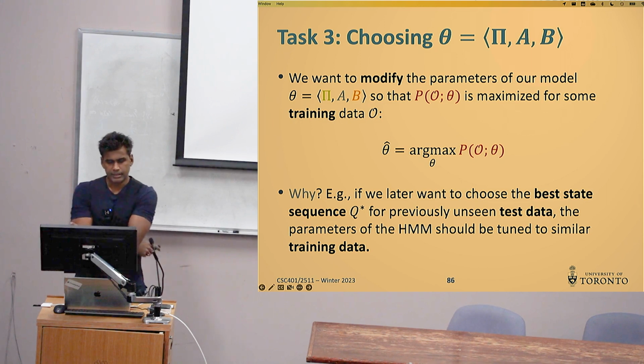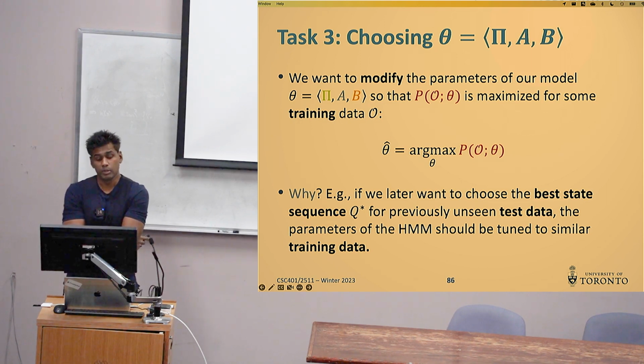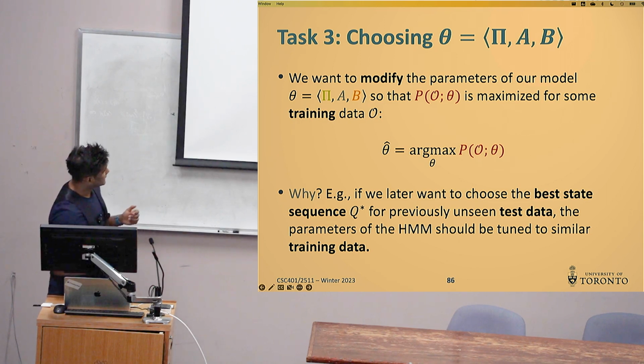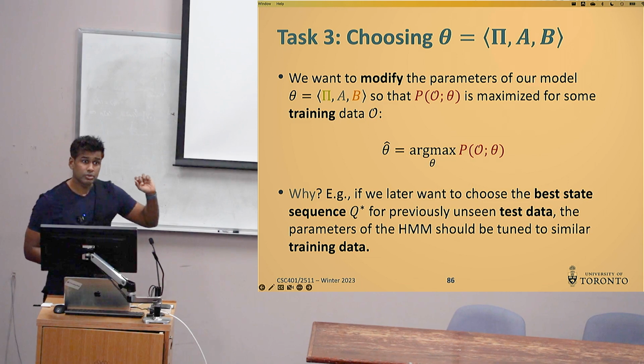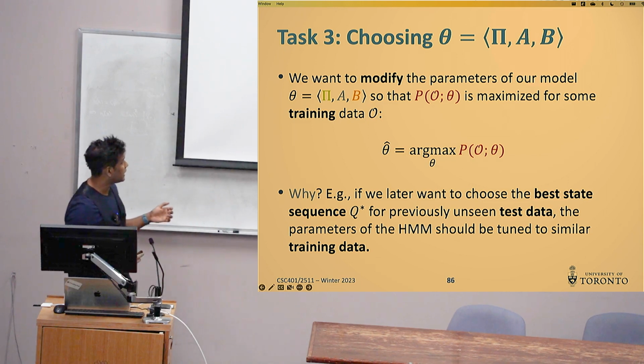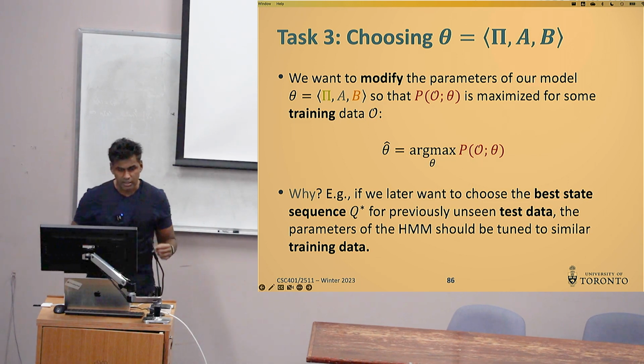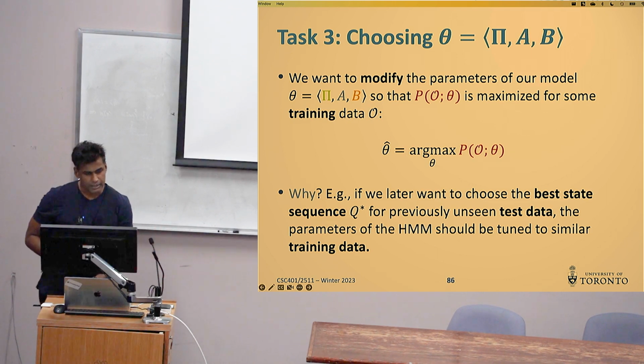The reason we want to do this is that if we have a trained model, then we can solve other tasks. For example, choosing the best sequence Q star for previously unseen test data. This is task 2. In order to solve the task of inference, we need a trained model, and that is the current task, task 3, the model training.